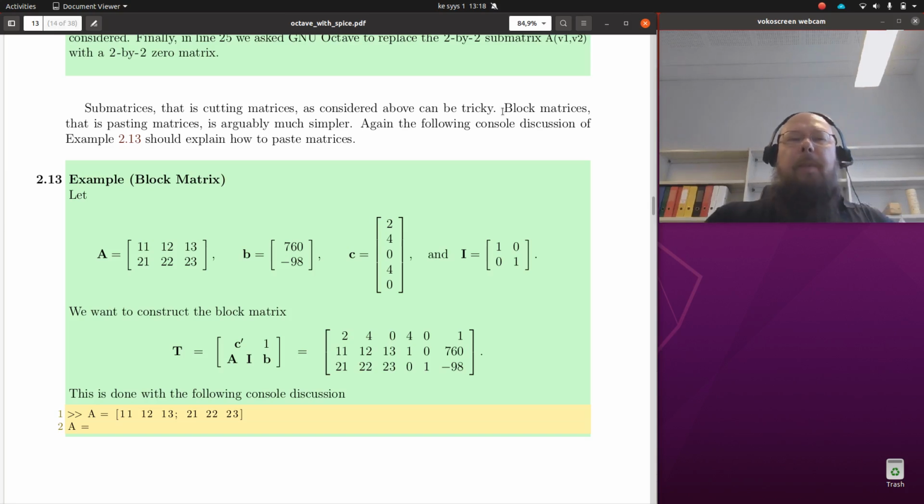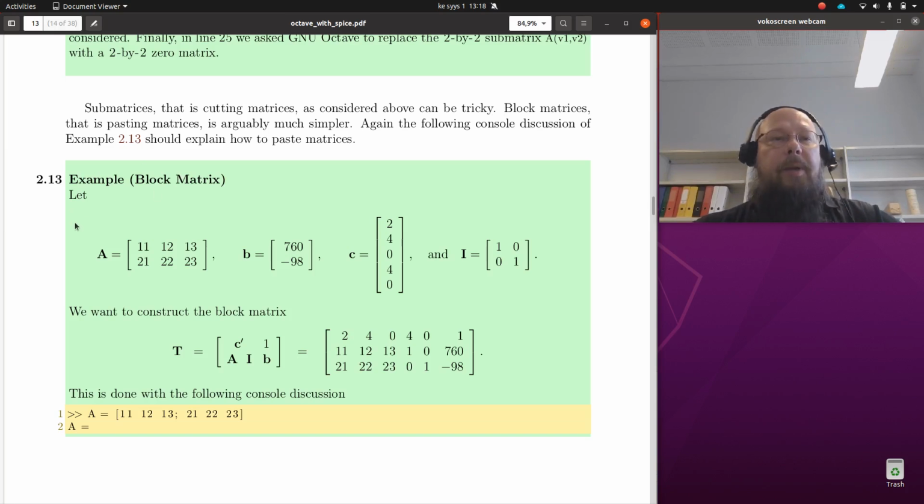Now, block matrices are actually in some sense the opposite thing. What we want to do there is not to cut matrices but paste them. And the only thing is how to paste them: above or below, or to the right or to the left. That's basically the four possibilities, and it works in an extremely simple way. So we'll have an example 2.13, block matrix.